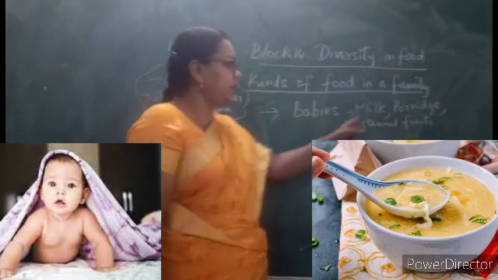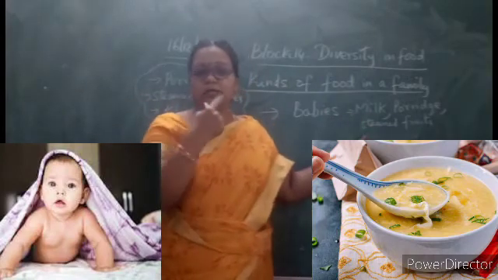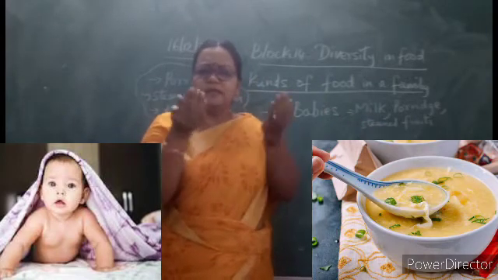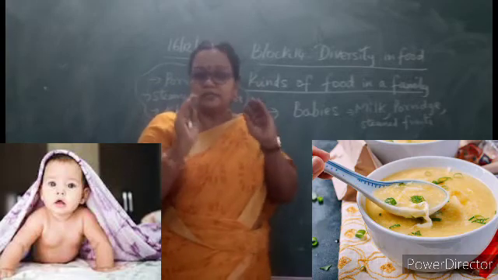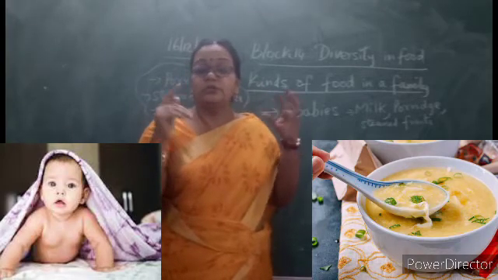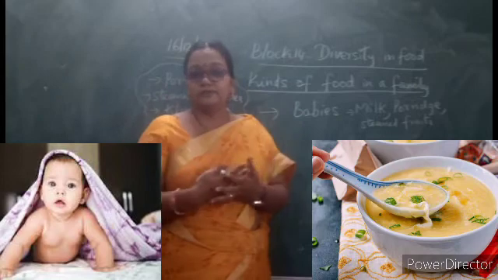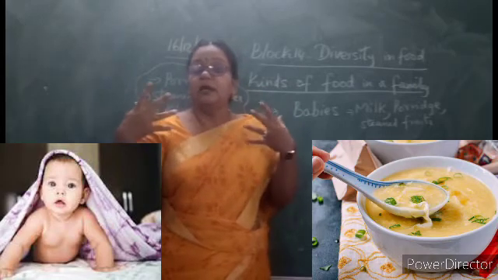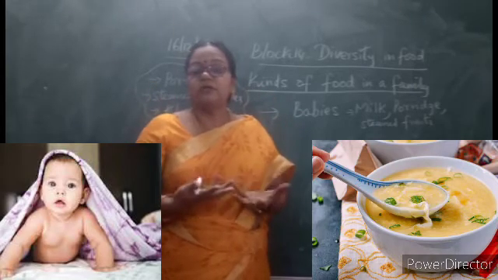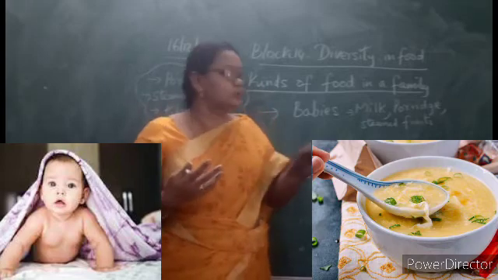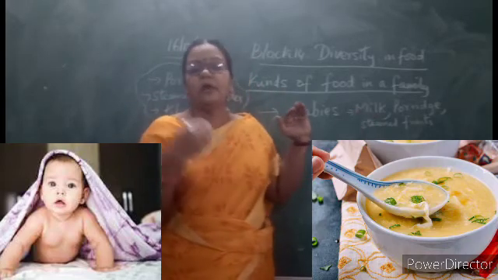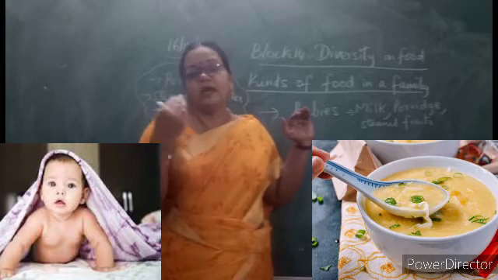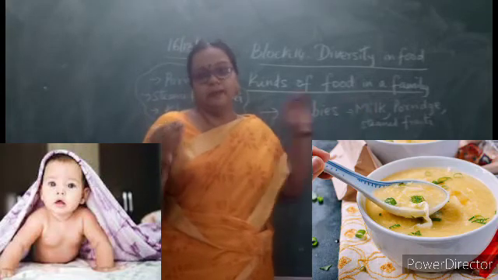So why like that? Babies will not have teeth, you know that, and also they are very tender and their body is only now growing slowly. So they can't digest hard food items like nuts, spicy chicken, chili chicken and all. That's why soft food like milk, porridge, steamed vegetables and all can be given to the babies.